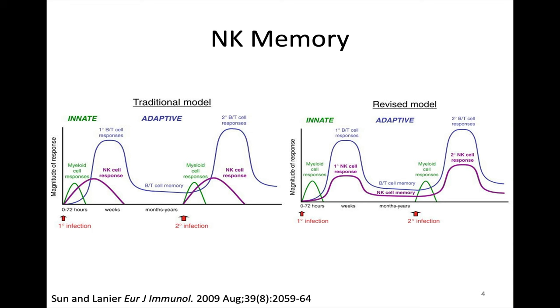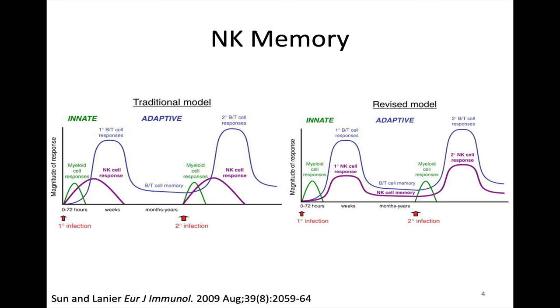ILC2s are acting against extracellular parasites. Oh my gosh, extracellular parasites are the things that TH2 cells respond against. And it's the same transcription factor. ILC3s act against extracellular bacteria and fungi. That's the same thing as TH17. And it's the same transcription factor.